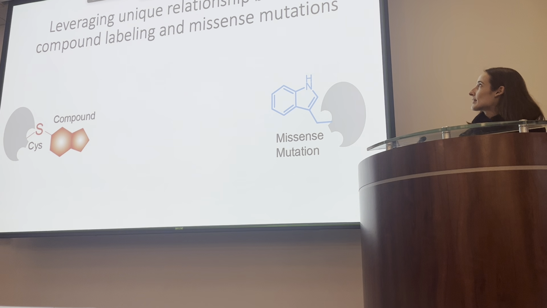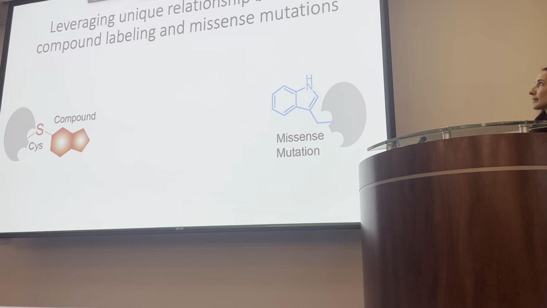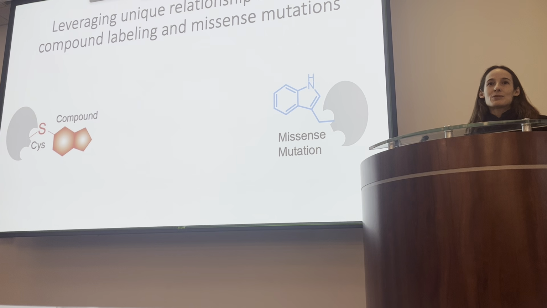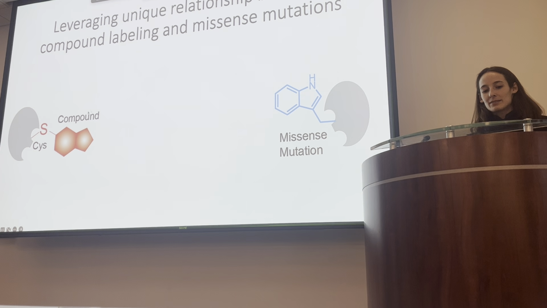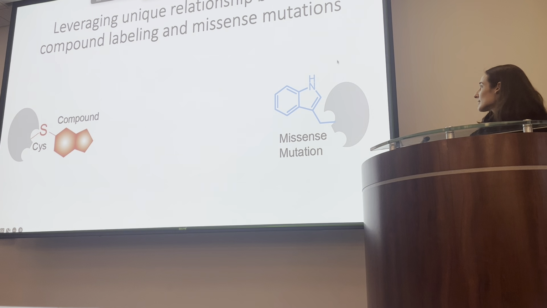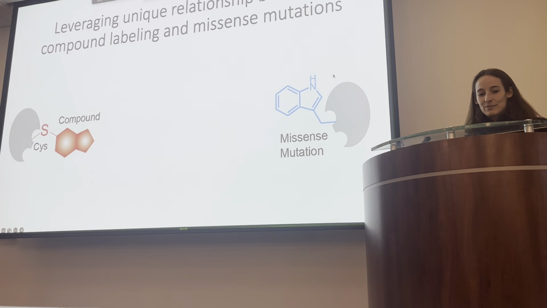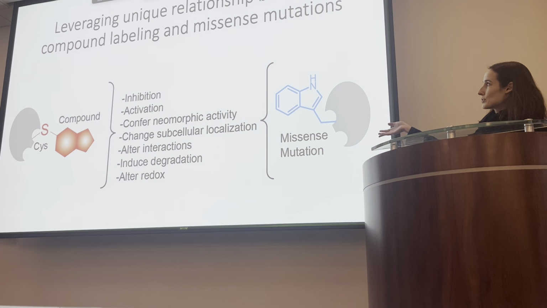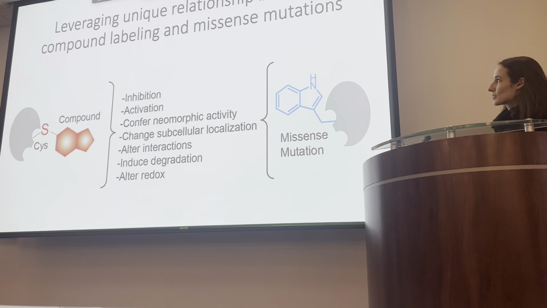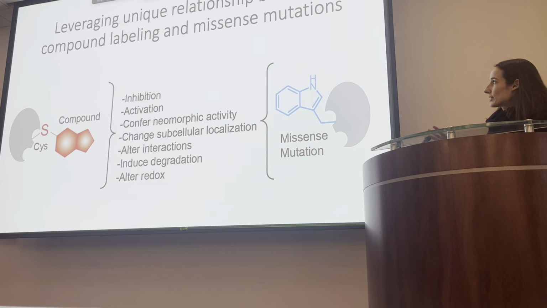And leveraging the unique relationship between compound labeling and missense mutations can help inform which detected residue should be prioritized. Here is a protein where the side chain is changed because of a compound labeling event. And on this side, you see a missense mutation from a cysteine to a tryptophan. Both of these modifications or changes can have functional consequences, such as inhibiting the protein's function, conferring neomorphic activity, altering its interactions with other proteins, and so on.